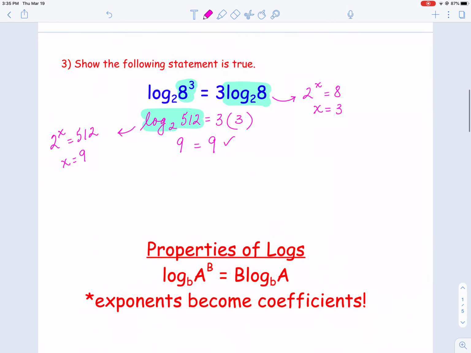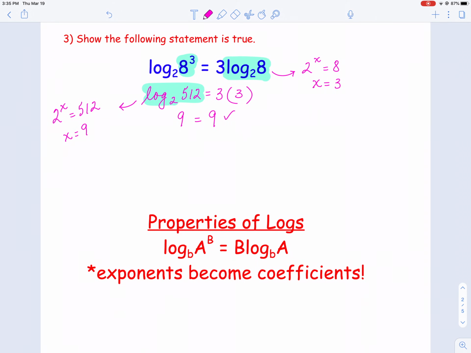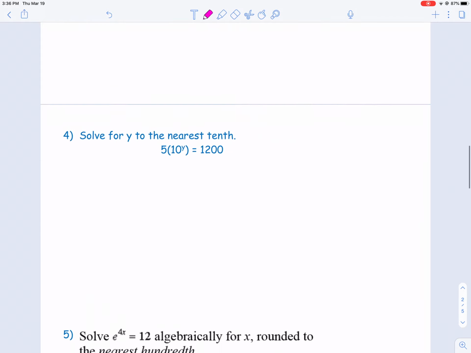So what did I want you to see from that? That your exponents become your coefficients. If you see this exponent here, it is going to be equivalent to becoming your coefficient on the other side. Your exponents become coefficients. So let's try to solve a few things. Let's go to the next question.